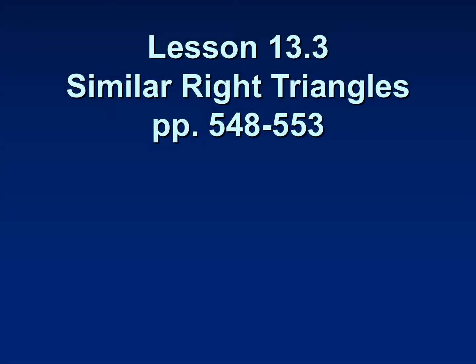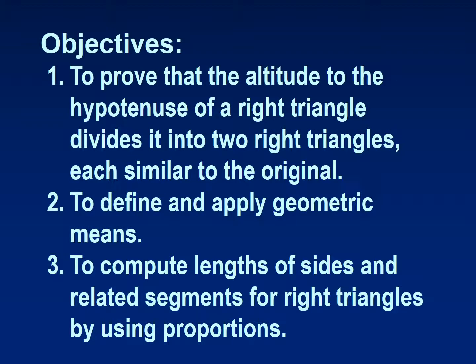Now we're going to take a look at similar right triangles. We're going to look at the altitude to the hypotenuse of a right triangle, and see how it divides that right triangle into two more right triangles that are each similar to the original right triangle. We're going to define and apply what a geometric mean is. Then we're going to calculate the lengths inside of related segments for those right triangles that are created, and we're going to use proportions to do that.